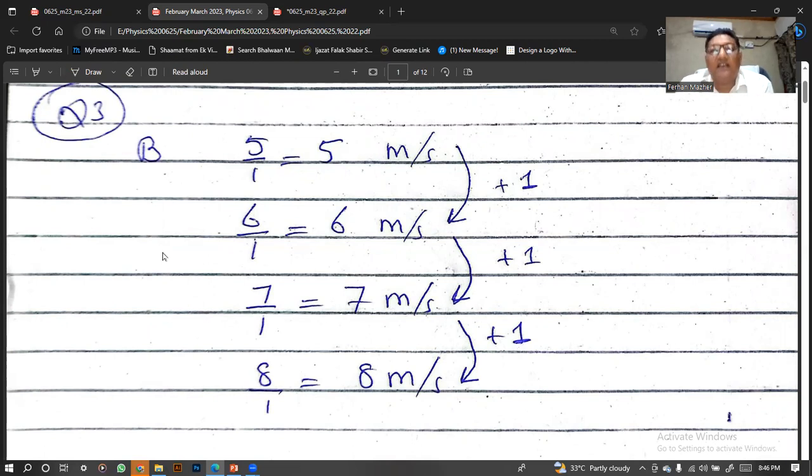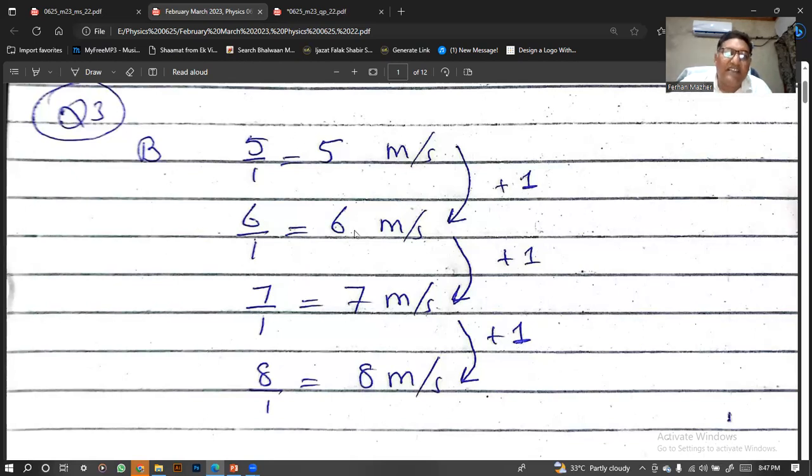In the second second, the distance traveled is 6 meters, and the time taken is 1 second. So it will be 6 by 1. That will be 6 meters per second. In the third second, the time is 1 second. The distance covered is 7. So the speed here is 7 meters per second. Then in the fourth second, the distance traveled is 8 meters. The time is 1 second. So the speed will be 8 meters per second.